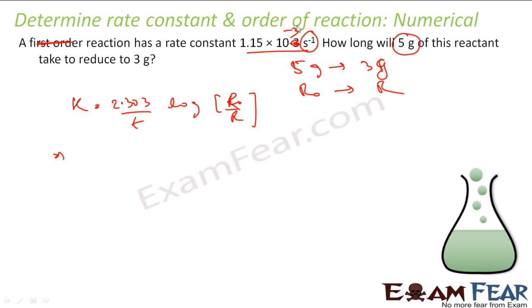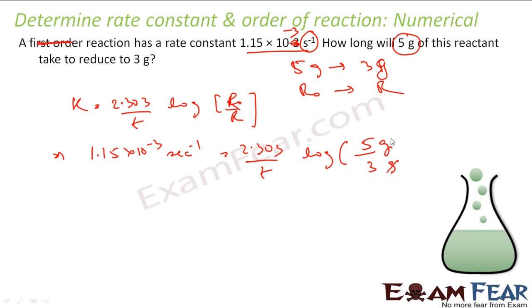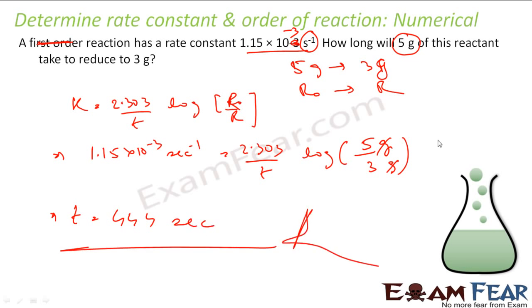Plug in all the values. K is what, given? 1.15 × 10^-3 per second is equal to 2.303 by T, log of R naught is 5 and R is 3. Both in grams, grams cancel. So if you solve this equation, you get T as 444 seconds. Log of 5 by 3 will actually come out to be 0.2219.